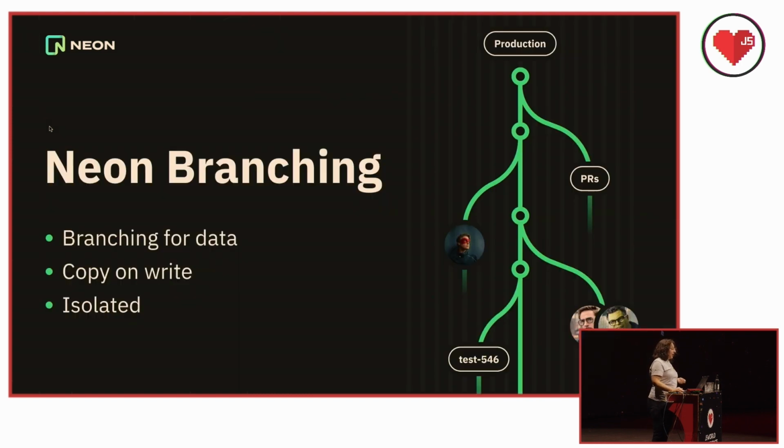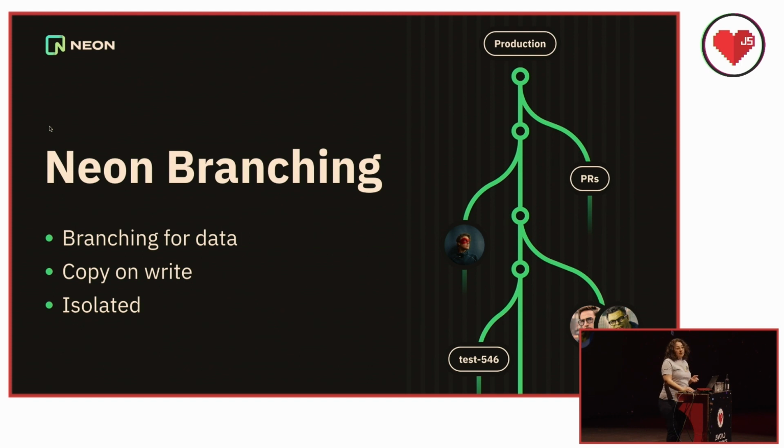Neon branching is just like Git branching, but for data. Neon branches are branches for data, not just schema. They're also copy-on-write, and what that means is that as your database grows and becomes bigger, to create a branch, you don't need to copy around a lot of the data.